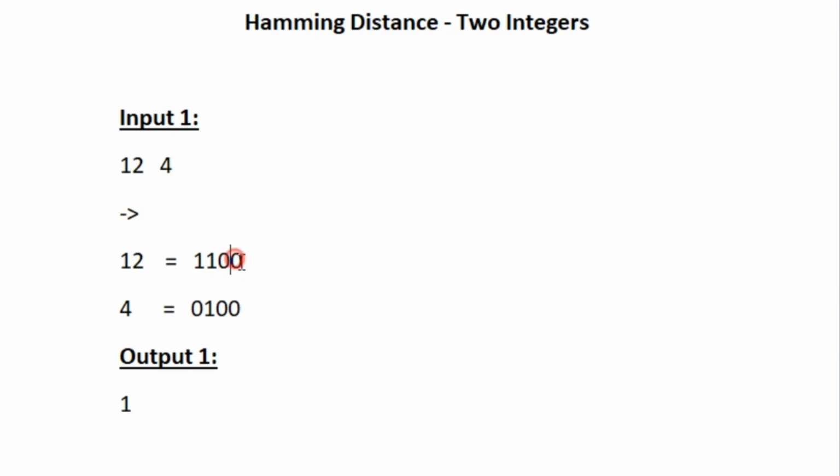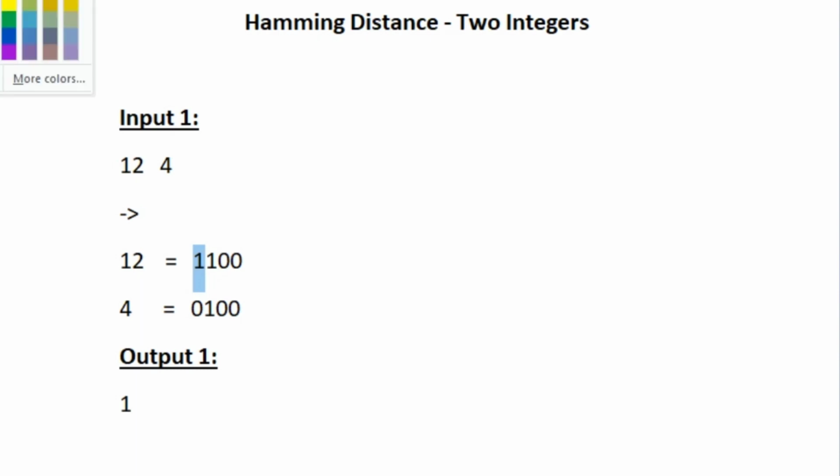Here let us count the number of positions. This is the last position, and at the last position we can see that both binary representations have 0. So both the bits are same at the last position. We move to the previous position, and again both the bits are same. We again move to the previous position, and again it is 1 and 1. So both the bits are same, but in the first position we can see that the bits are not same. For 12 it is 1 and for 4 it is 0. So totally at one position the bits are not equal.